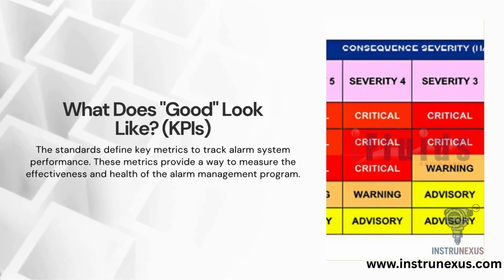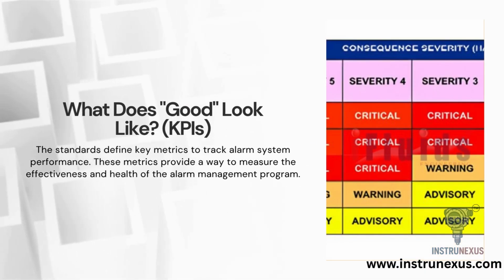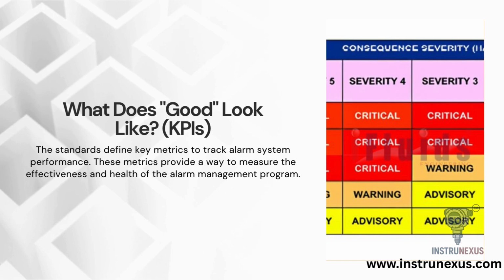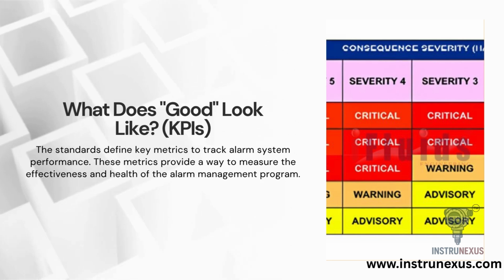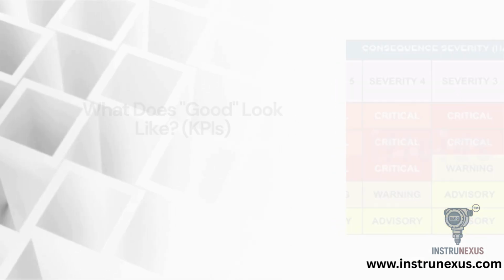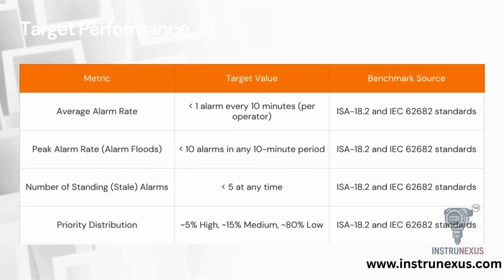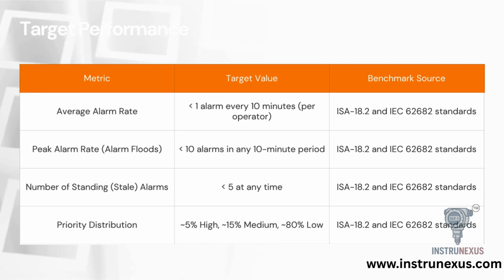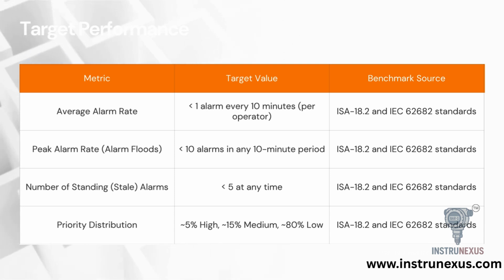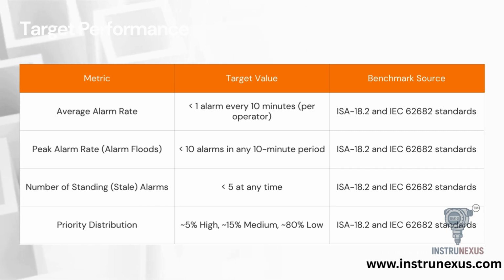We mentioned monitoring earlier, but what numbers should you actually aim for? What does good look like? The standards provide very specific target values. Now, let's get into the specific numbers. How do you actually know if your alarm system is good? This slide outlines the target performance metrics defined directly by the ISA 18.2 and IEC 62682 standards. These are the benchmarks you should be aiming for.